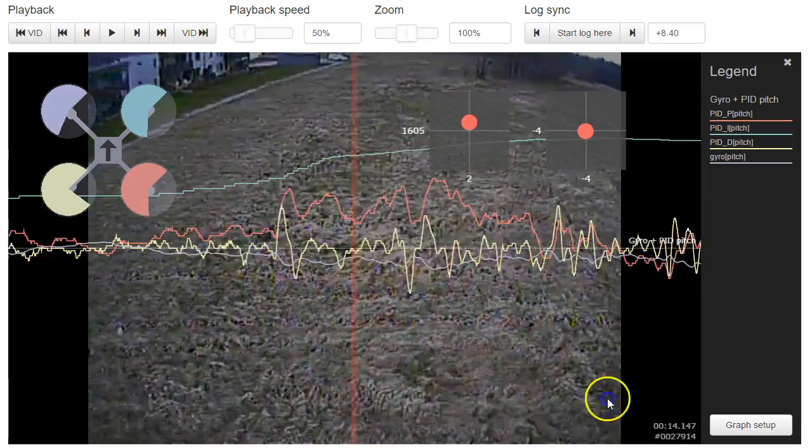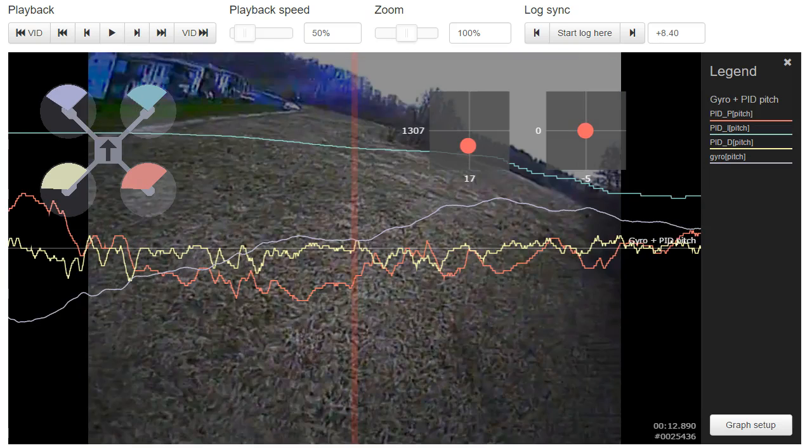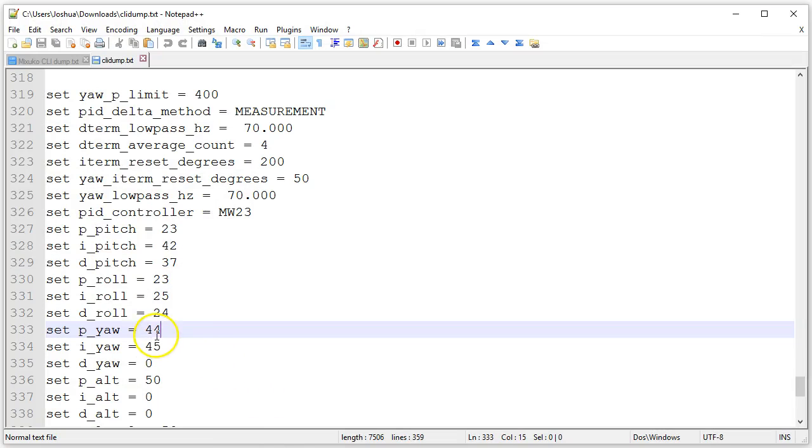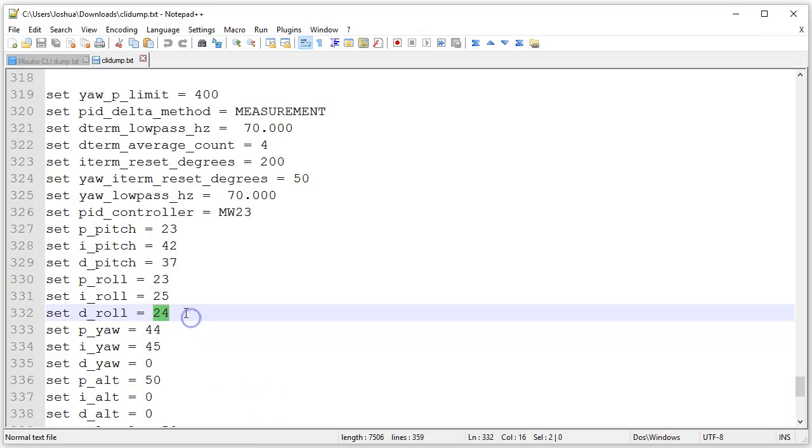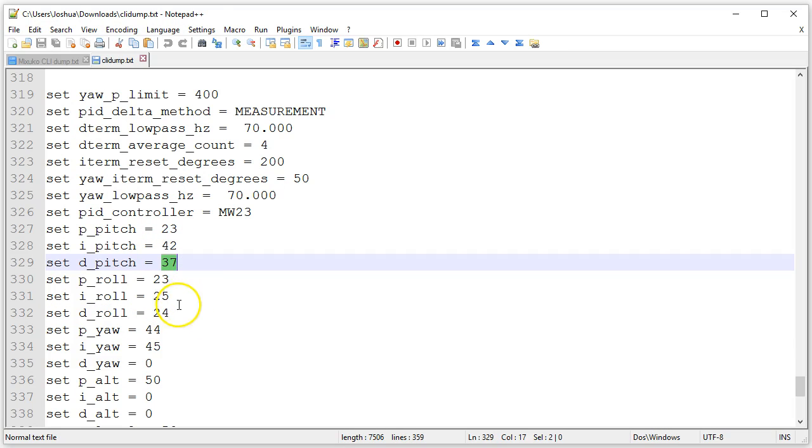So here's what I would suggest. Your D is at 24 on roll and 37 on pitch. Let's just get that out of the way. Take those down to 15, okay? Maybe even 10, okay? Then start working on your P gain, and I think your P gain is low on pitch and roll. And do the thing that I always say, raise P gain until you get to a point where you start to see oscillations.